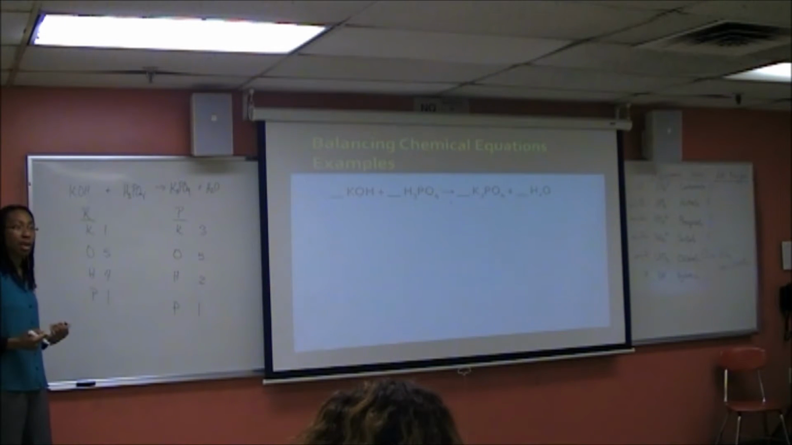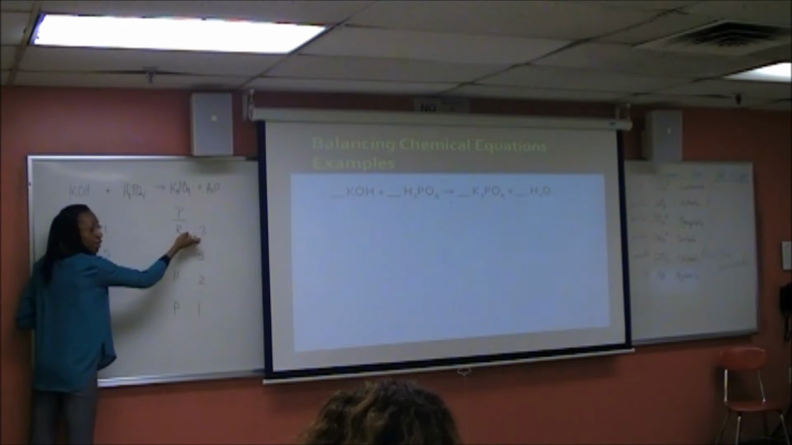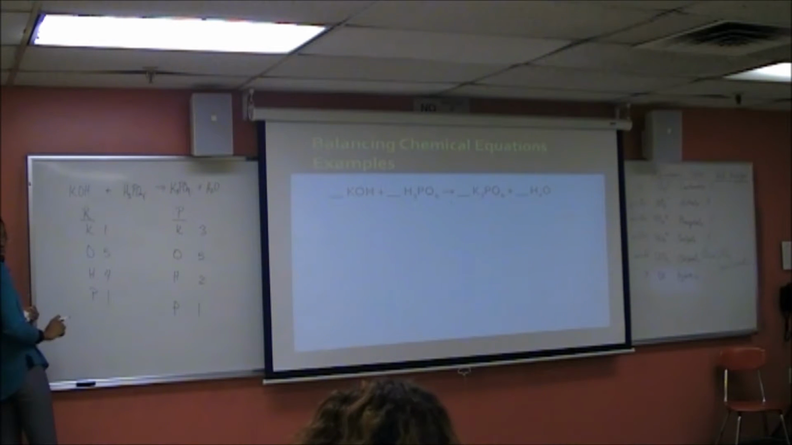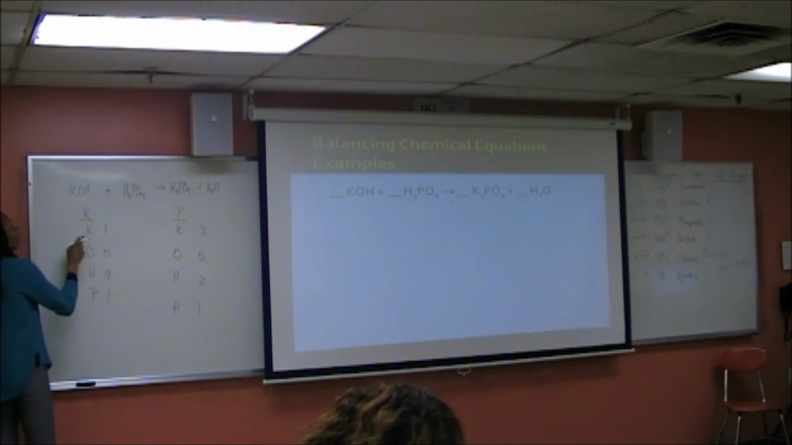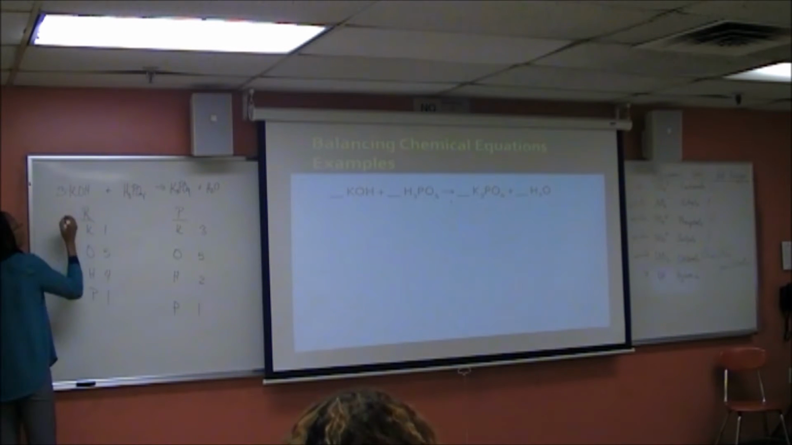Potassium. How do we make potassium happy? We want to be like the product side, so we've got to make the reactant side look like the product side. How do we do that? Multiply by 3. You're going to put 3 as a coefficient where? In front of potassium hydroxide.